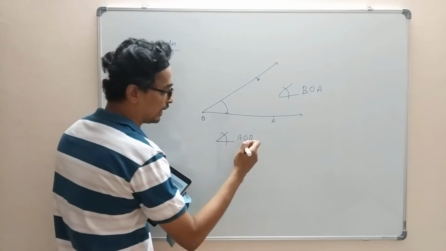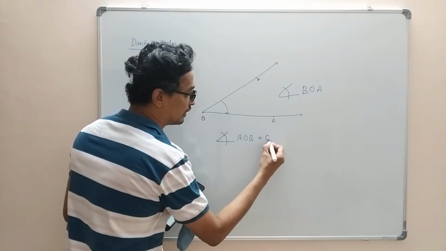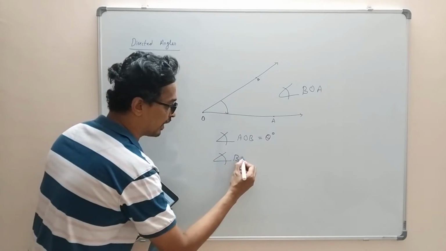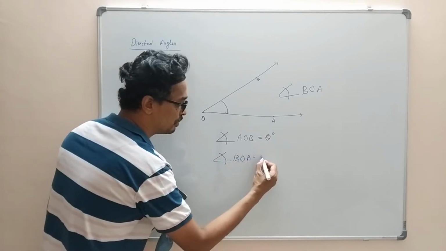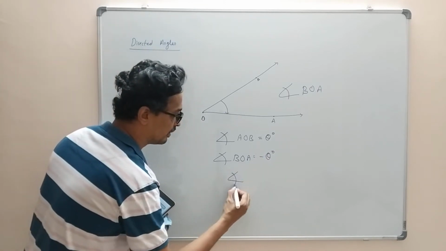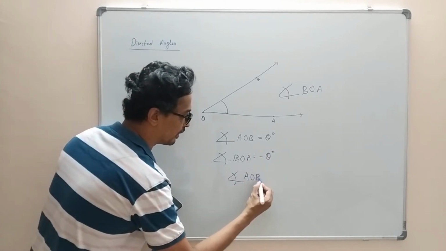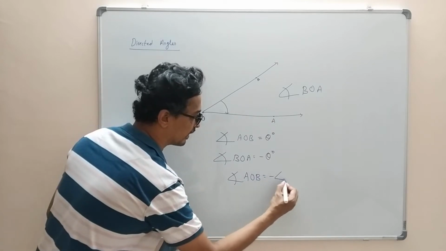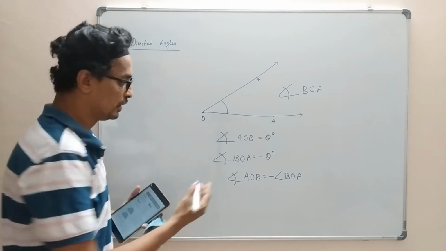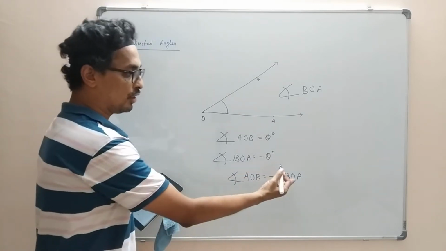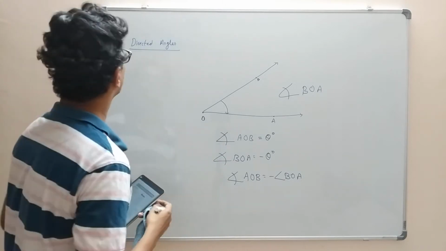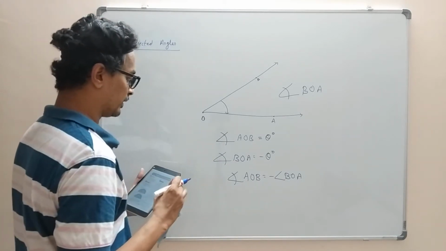So if angle AOB, we rotate it by an angle theta degree, then the directed angle BOA will be equal to minus theta degree, or angle AOB will be equal to minus angle BOA. Therefore directed angle AOB is not equal to BOA because they differ by the signs. So this is the directed angle.